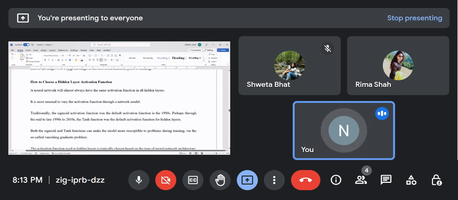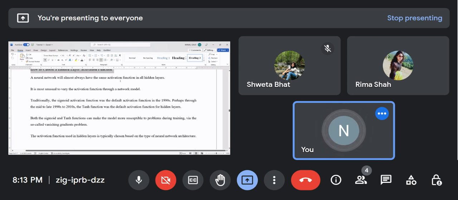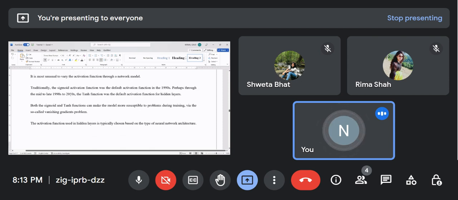Now the point is how to choose. Who will decide what activation function I need to take? See, a neural network always has the same activation function in all the hidden layers. Please store this somewhere in your memory: the same activation function in all the hidden layers, and the activation function on the output layer may be different. That's not mandatory.